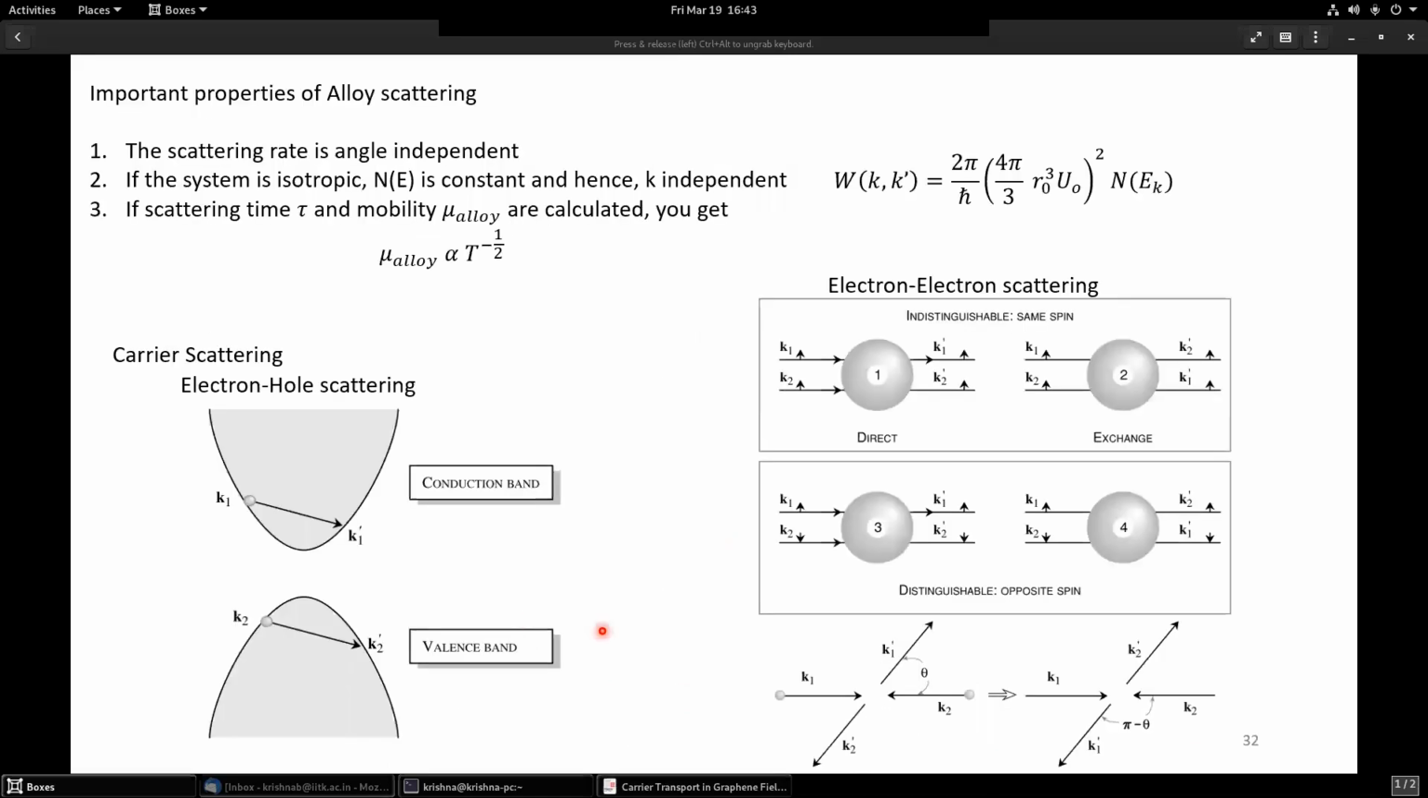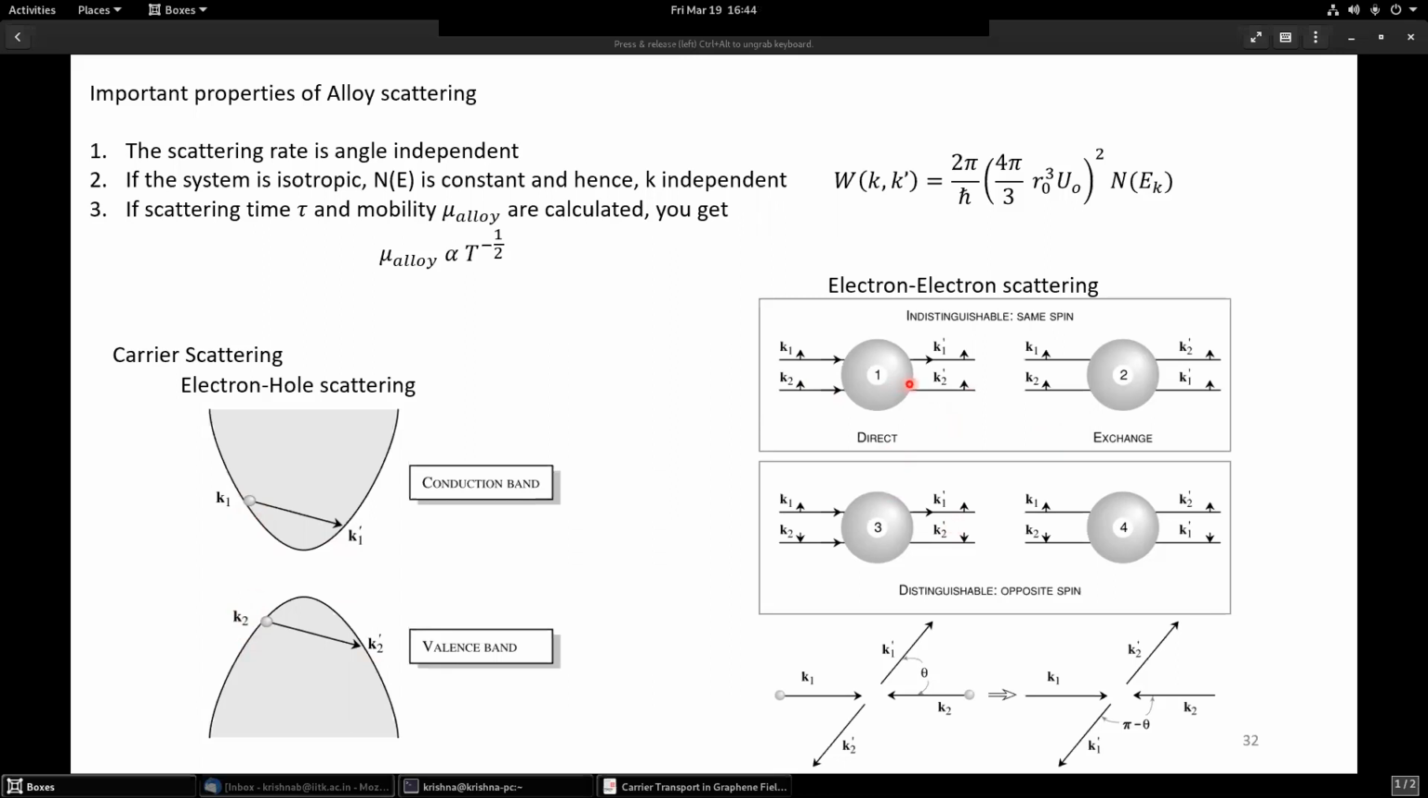In addition to this alloy scattering, you also have carrier scattering. What do we mean by carrier scattering? If I have an electron at K1 and I have a hole at K2, you can have both the electrons and holes influencing each other, such that the electron gets scattered from K1 to K1 prime, and the hole gets scattered from K2 to K2 prime. When it happens, it can happen in two different ways. One is called a direct way, in which the spin states do not change.